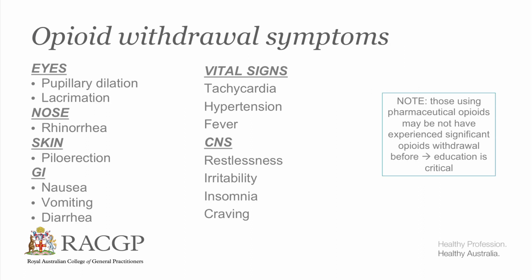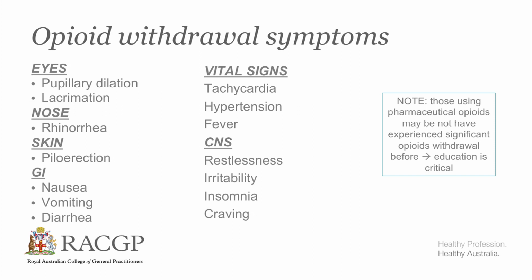What are opioid withdrawal symptoms? Certainly our patient has told us about some of these, and I've mentioned some of them, but dilatation of the pupils, lacrimation or tearing up, runny nose, goose pimples, nausea, vomiting, diarrhea, tummy cramps, stomach upset, tachycardia, hypertension, fever, restlessness, irritability, insomnia and craving.